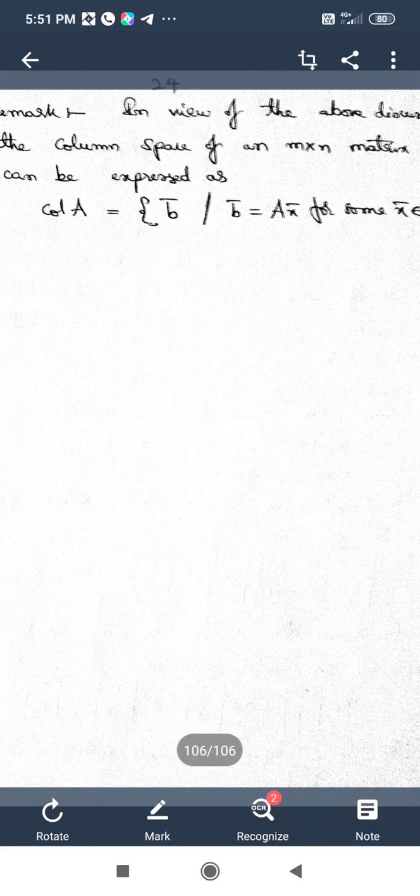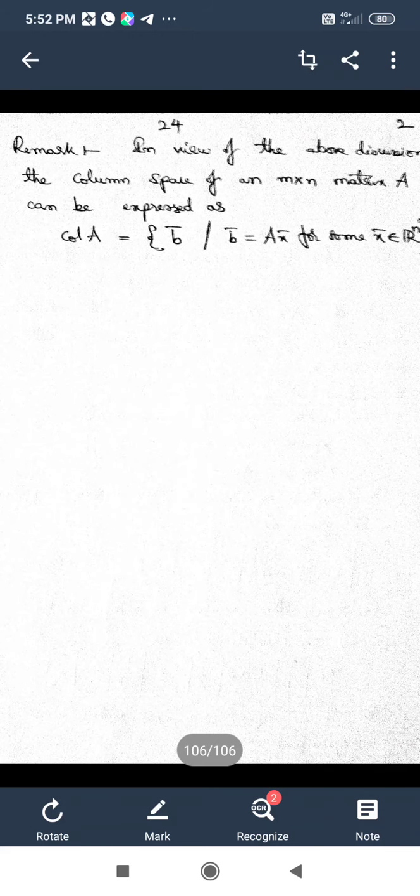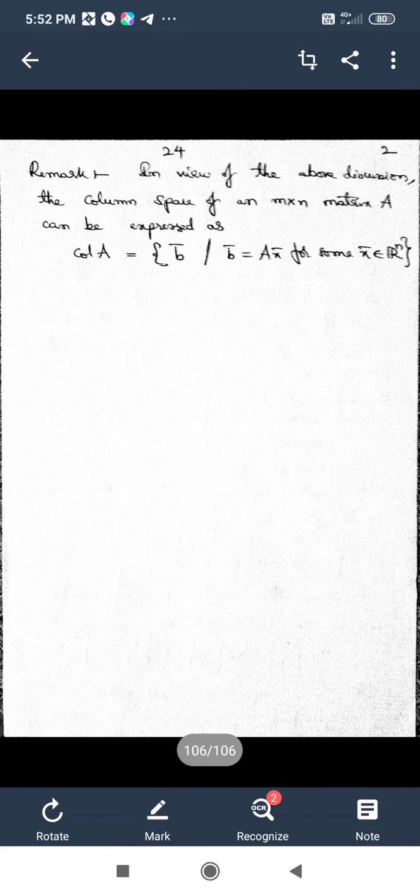So on the whole, the column space of A consists of all the column vectors b bar of order m by 1 such that b bar is equal to A x bar, where A is of order m by n and x bar is of order n by 1. So that is how we can make the final definition of the column space of a matrix A.